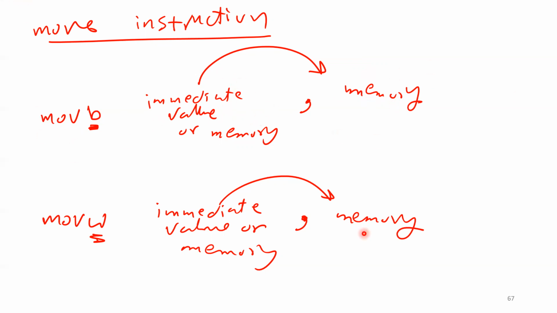Memory here, or memory here. This one is going to copy a byte from here to here. This one is going to copy a word from here to here. What you put here can be an immediate value. Immediate value is easy: you put a hashtag, or a memory location. Here also an immediate value or memory, but here you are going to copy a word.